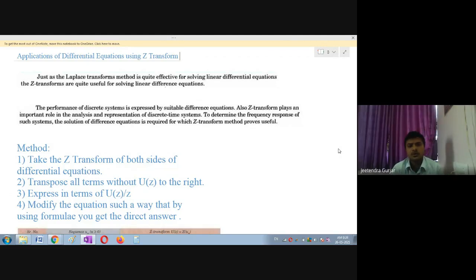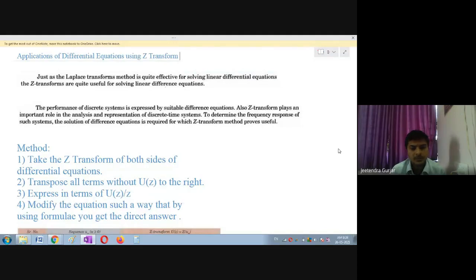As you know, students, the Laplace transform method is quite effective for solving linear differential equations. Z transforms are also quite useful for solving linear differential equations. As I have already told you, Laplace transform and Fourier transform are general transforms, and the Z transform is a higher version. Therefore, we study the Z transform as you go to higher semesters. This is also useful in many engineering subjects.